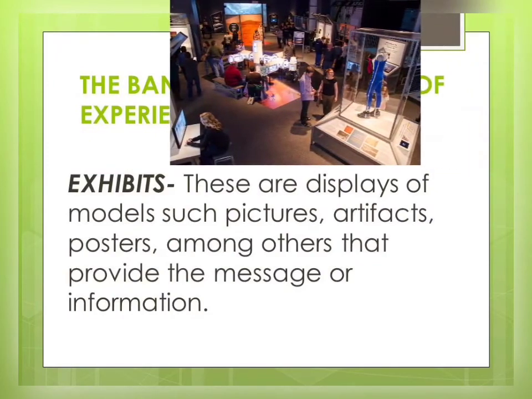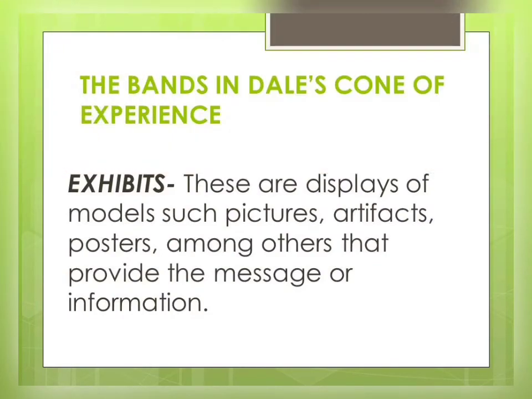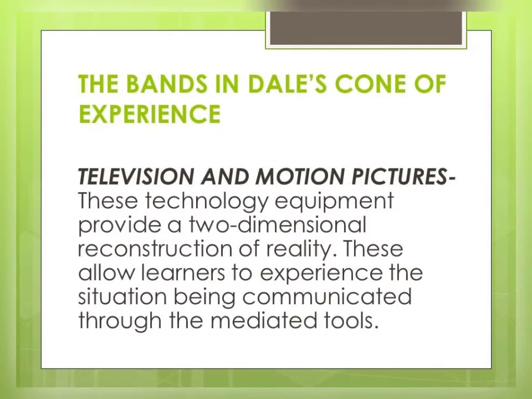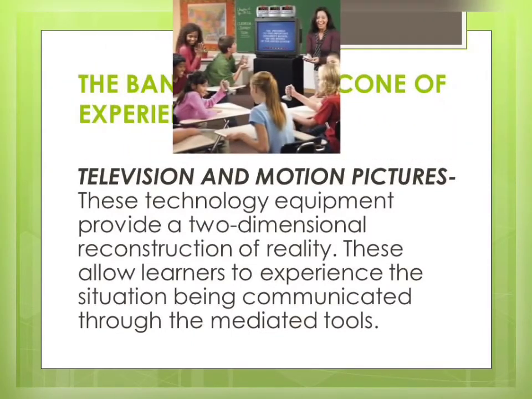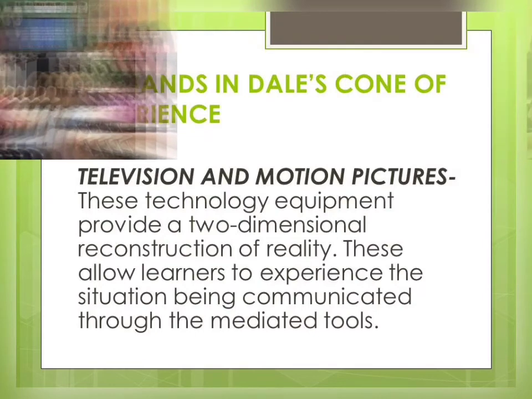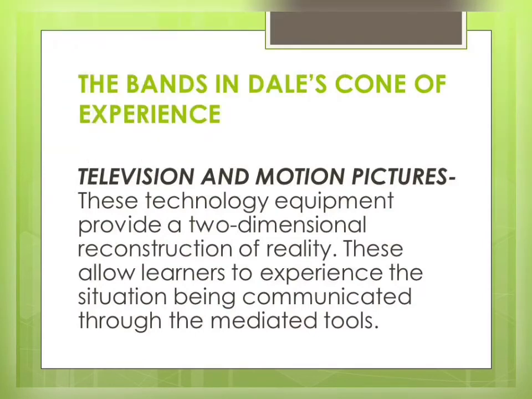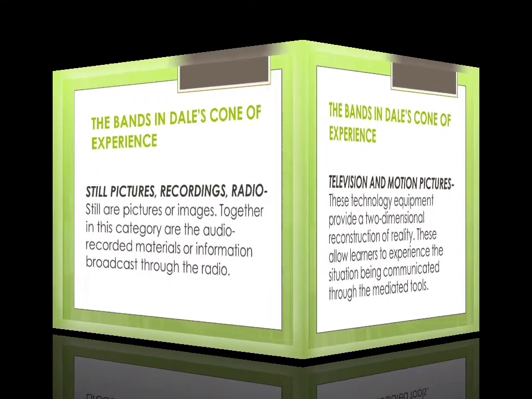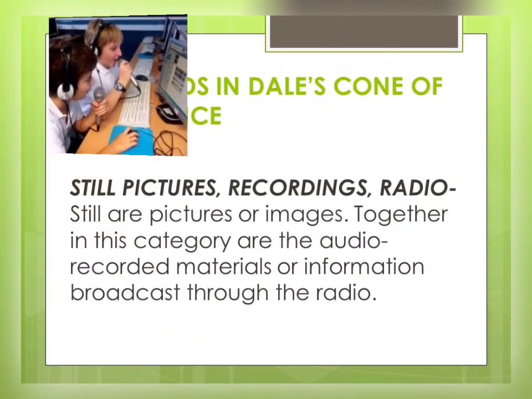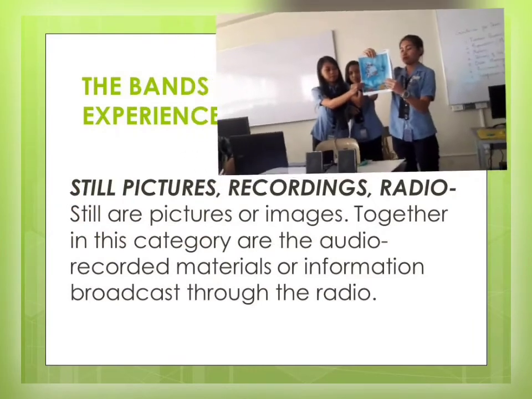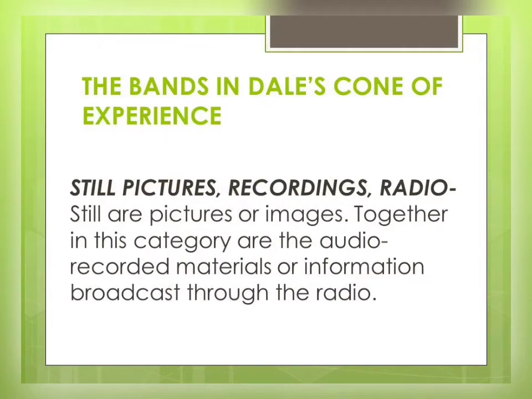Next, we have exhibits. These are displays of models such as pictures, artifacts, posters, among others, that provide the message or information. Next, we have television and motion pictures. This technology equipment provides a two-dimensional reconstruction of reality. These allow learners to experience the situation being communicated through the mediated tools. Next is still pictures, recordings, and radio. Stills are pictures or images. Together in this category are the audio recorded materials or information broadcast through the radio.